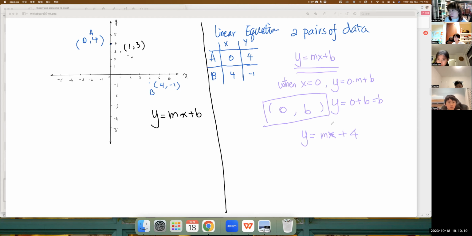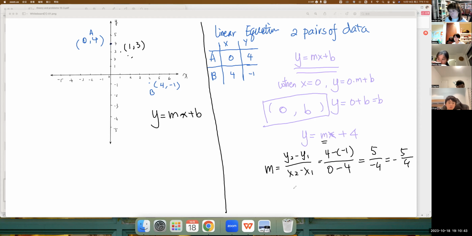Okay, so now, since we know that, what is next? In order to find m: m equals y2 minus y1 over x2 minus x1. For this one, I can just use 4 minus negative 1 over 0 minus 4. So that equals 5 over negative 4, so it's negative 5 over 4. So immediately we get y = -5/4 x + 4.